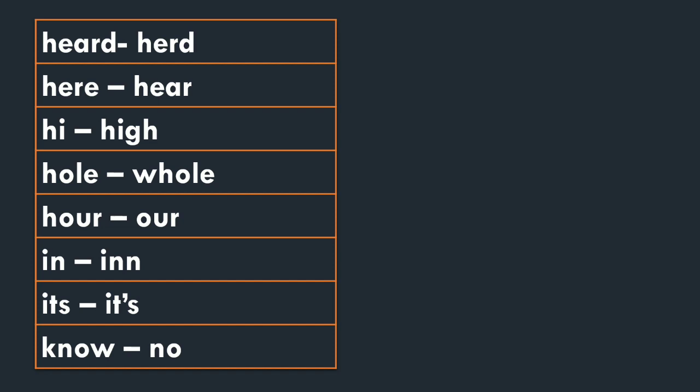Next is know, K-N-O-W and N-O. K-N-O-W, know, is a verb. So when you say I know somebody, it means you are familiar with somebody. And N-O, no, is simply an exclamation in a negative sense.